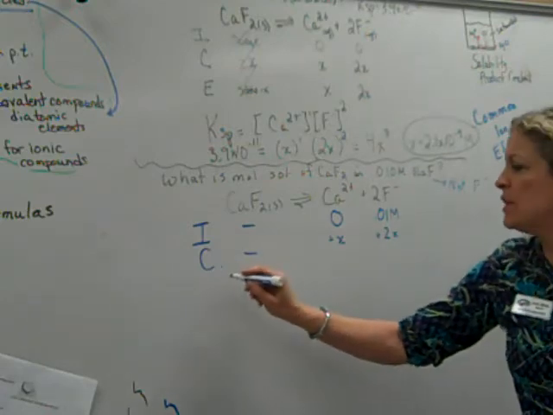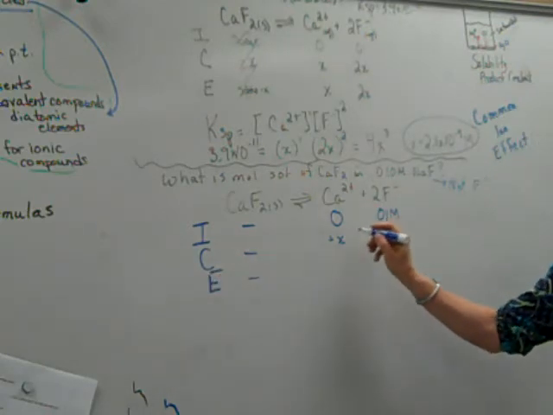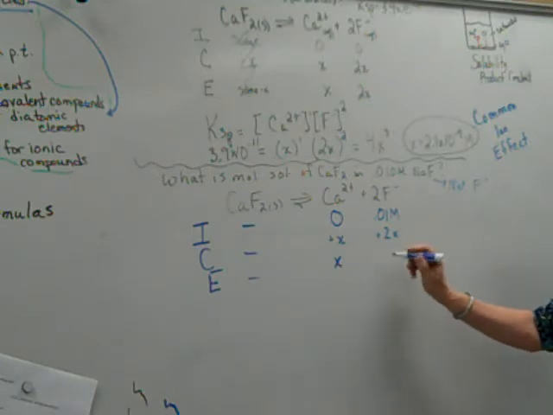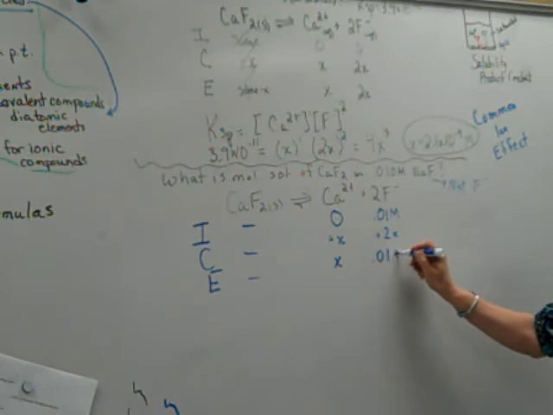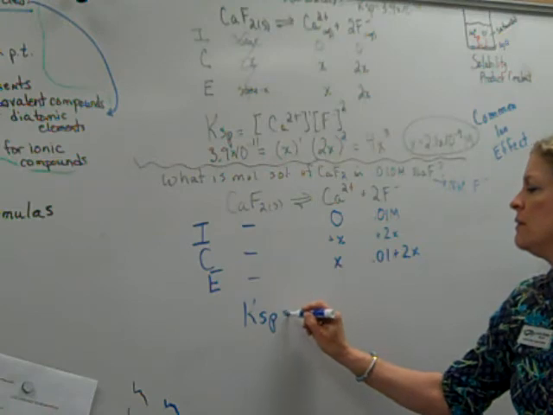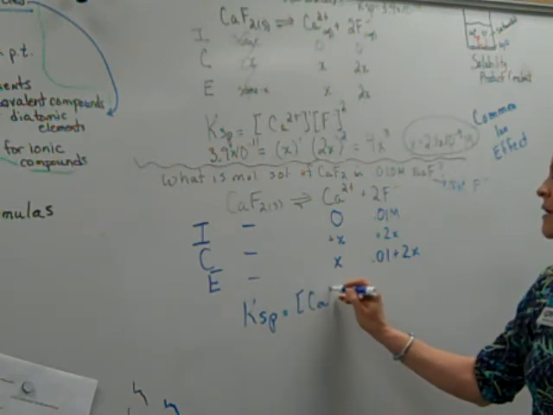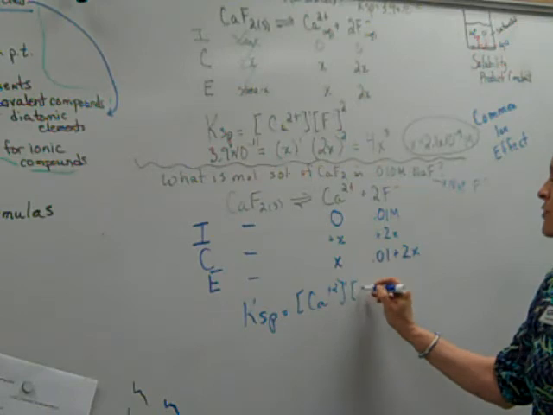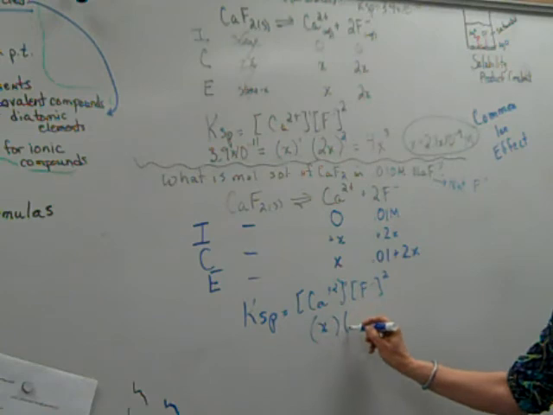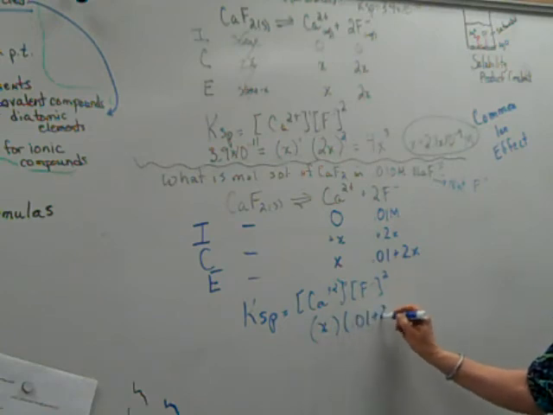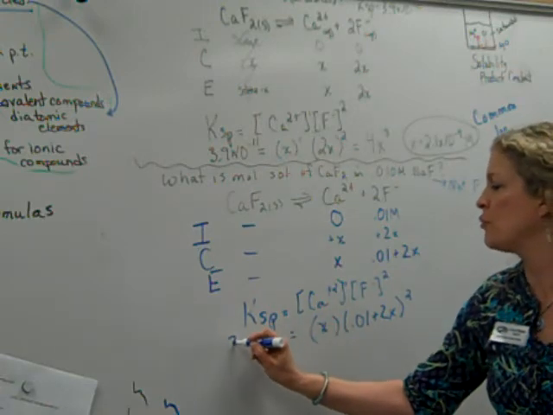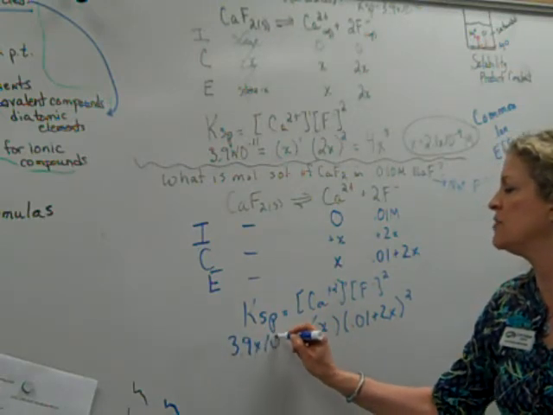Okay. So now in equilibrium, we're going to have 0 plus X, or X. Now this is going to look different. What's this going to look like? 0.01 plus 2X. So now let's throw that into our Ksp expression: Ca2+ to the first, F- to the second. So this is going to be X times (0.01 plus 2X) squared, and that's going to be equal to 3.9 times 10 to the negative 11.